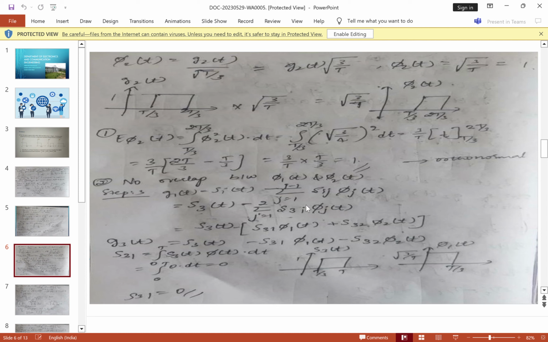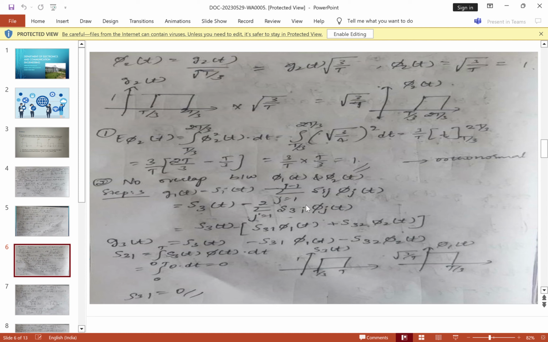is equal to the integral from 0 to T of 0 into dt, that equals 0. S31 is equal to 0. S32 is equal to the integral from 0 to T of S3 of t into psi 2 of t into dt. These are the two signals, S3 of t and psi 2 of t, which is root of 3 by T for T by 3 less than or equal to t less than or equal to 2T by 3.